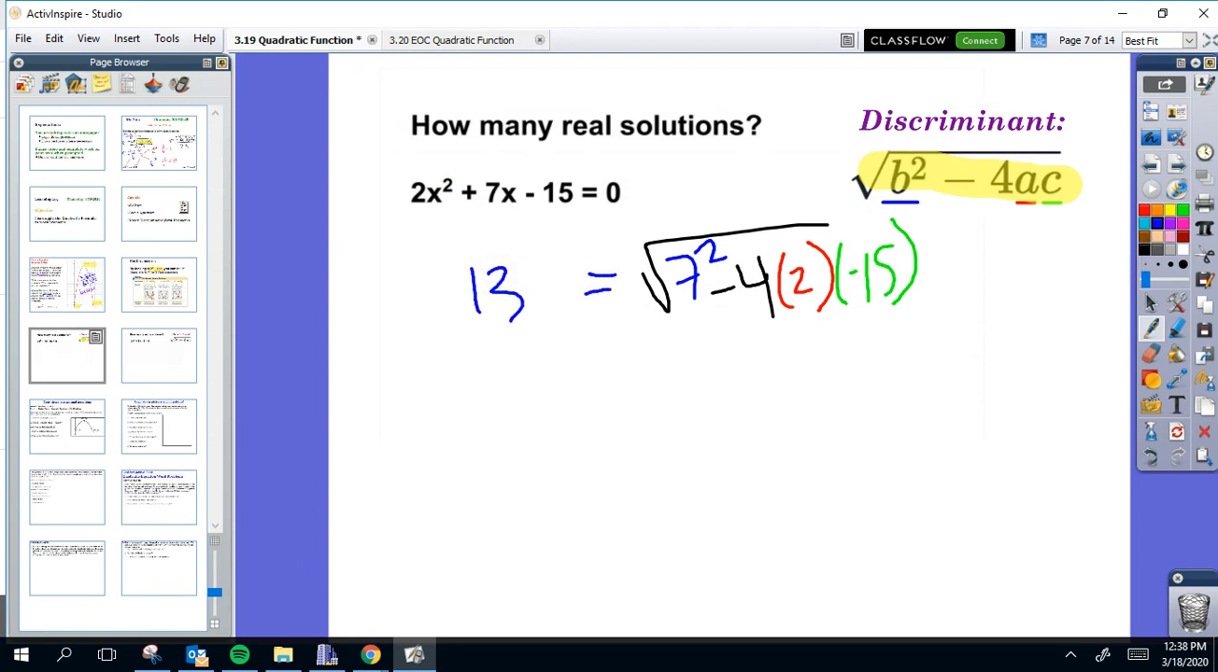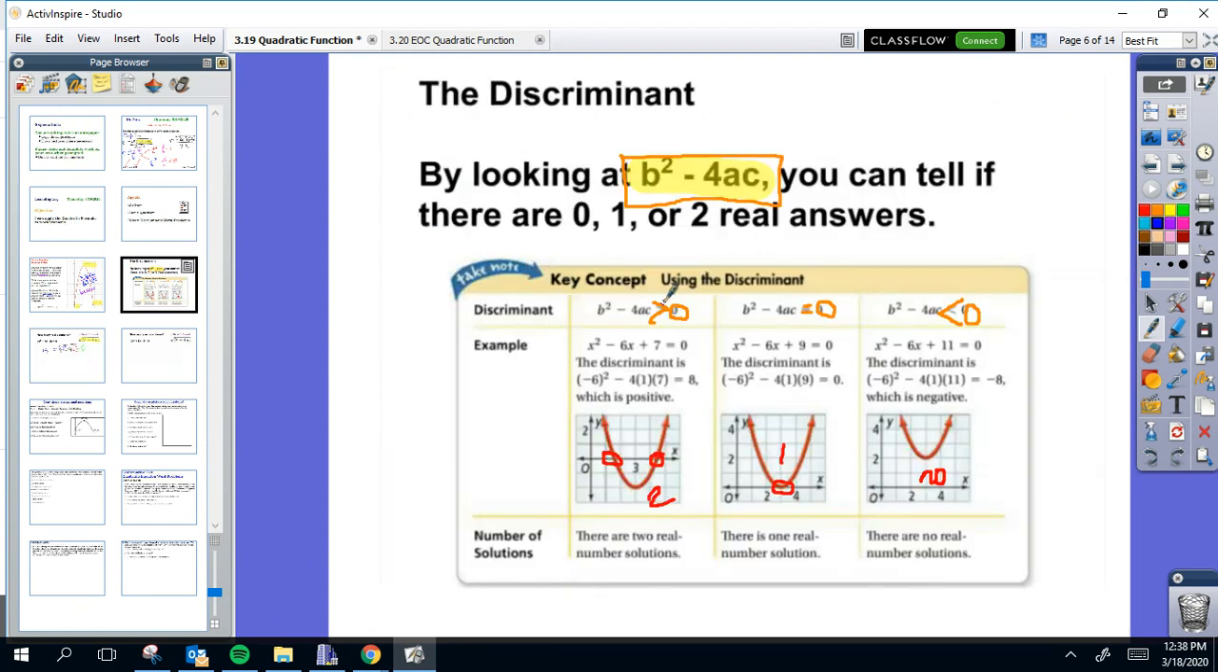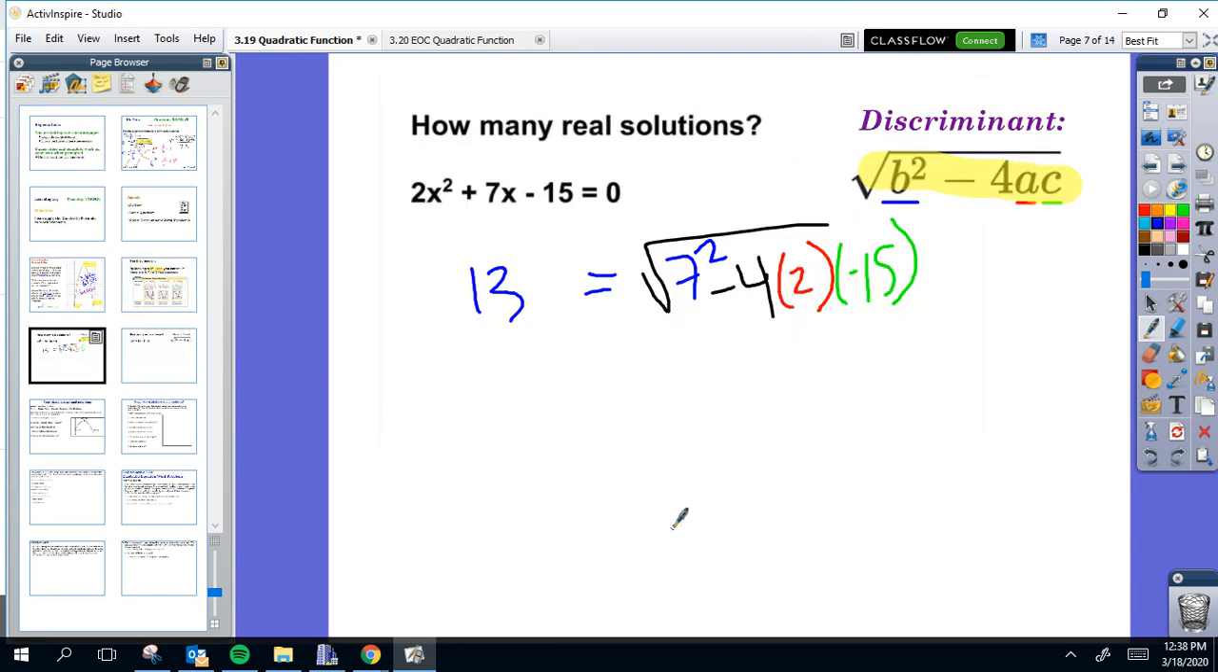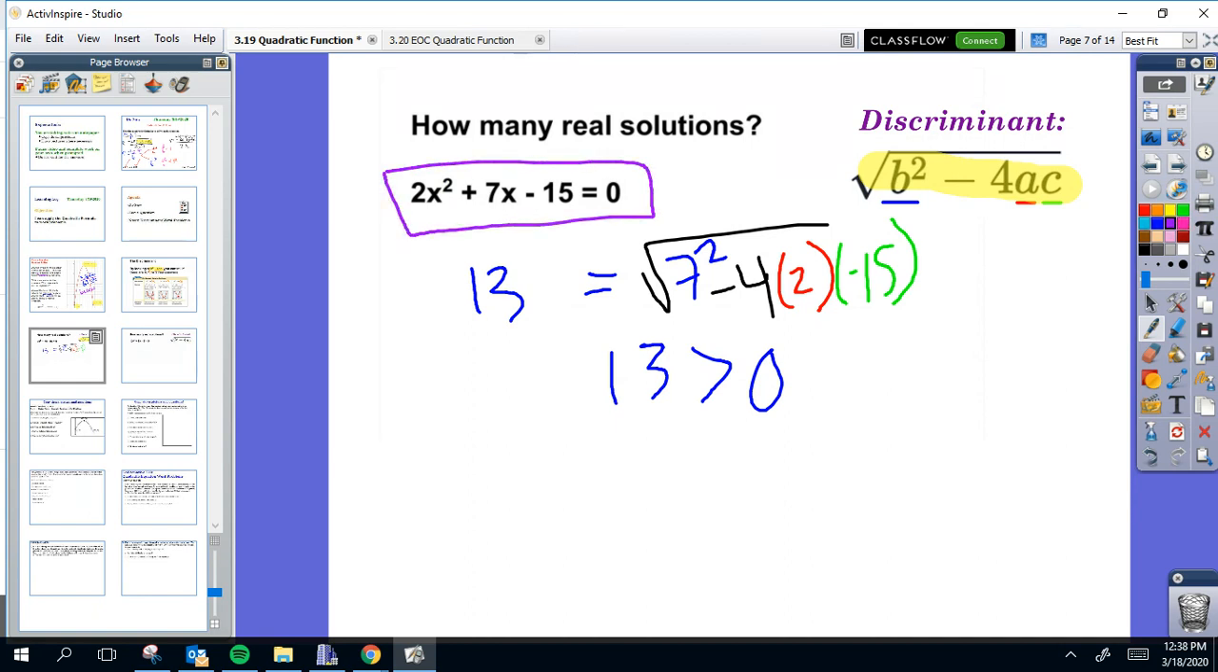So going back to this visual, if the number is above 0, and I know 13 is greater than 0, then this quadratic right here is going to have two solutions. That's it. That's all you need to know.